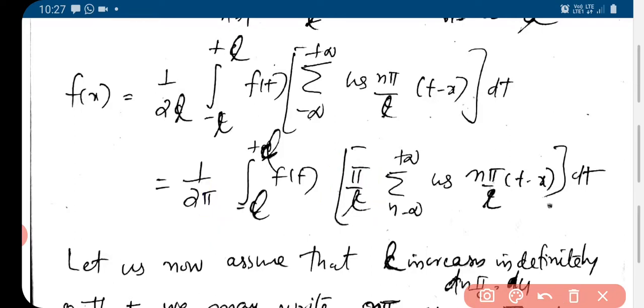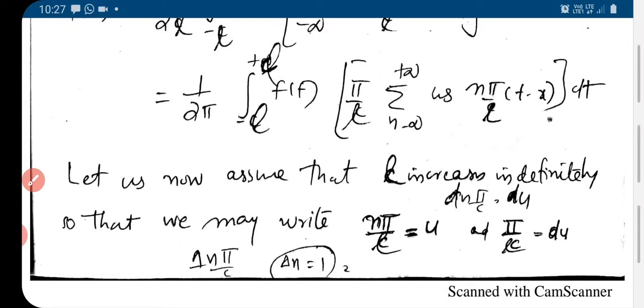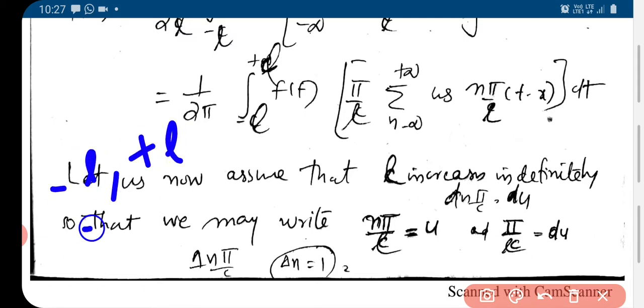Okay, so here I am introducing pi by L, taken along with this. Now suppose that L increases indefinitely, that means L becomes infinity. So what you have is minus infinity to plus infinity, instead of minus L to plus L.